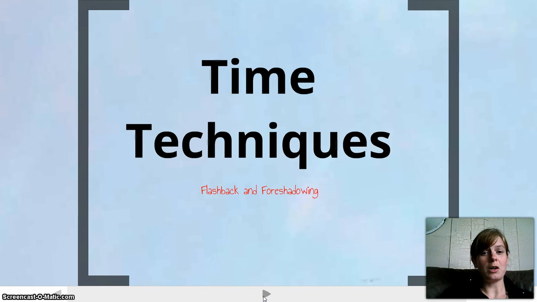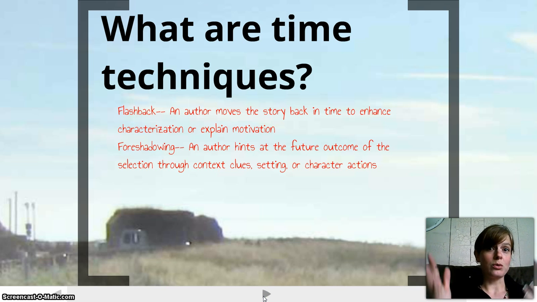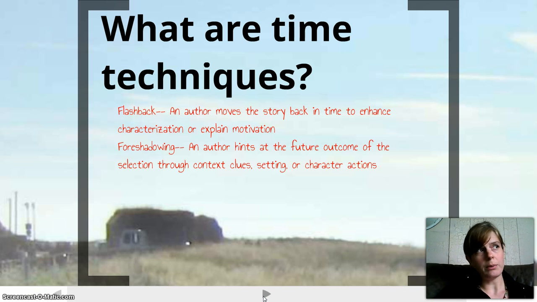Alright, so right now we're going to be talking about time techniques of flashback and foreshadowing. Time techniques, really simple. Flashback means an author moves the story back in time to enhance characterization or explain motivation. And in foreshadowing, the author gives you hints or clues about what's going to be the outcome of the story at the end. Those clues may come to you through something in the context, it may come to you through something in the setting, or it may come to you through the actions of a character, or just something the narrator in general says.